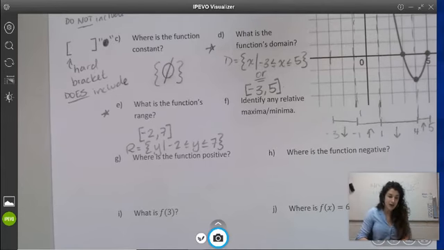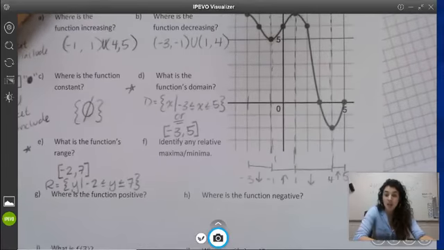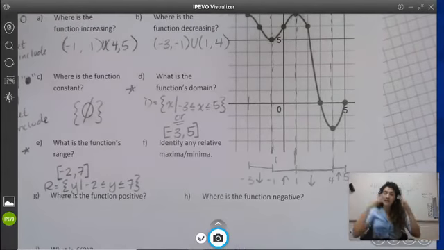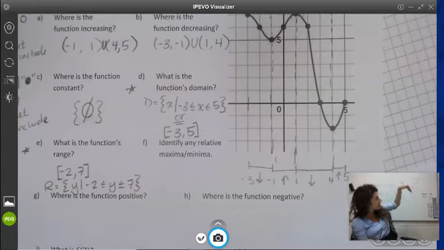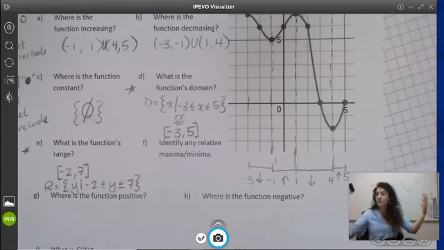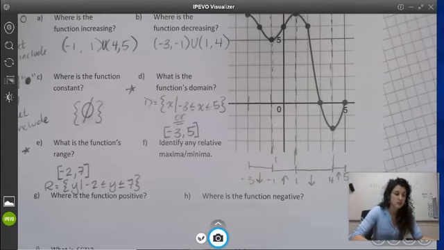All right, next problem. Identify any relative maxima or minima. Your maxima or minima is when the behaviors change on either side. So where it might be decreasing on one side and then it starts to increase, or maybe it's increasing on one side and then it starts to decrease. It's not the ultimate maximum. It's not the ultimate minimum. It's just where the behavior changes every time the behavior changes.